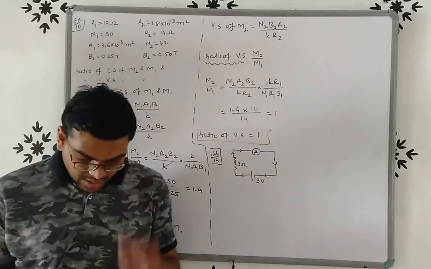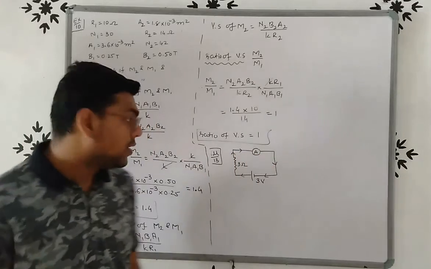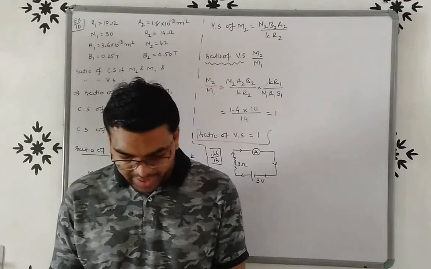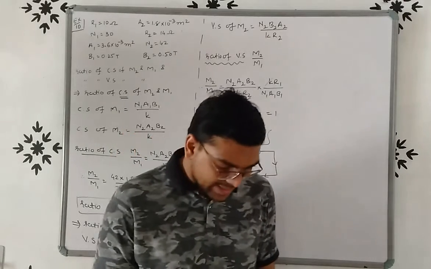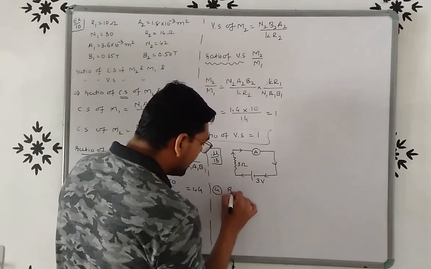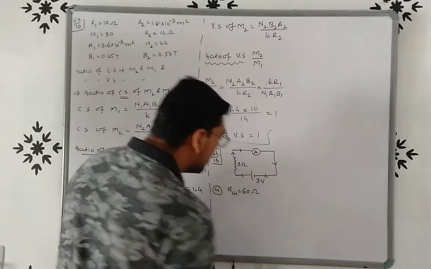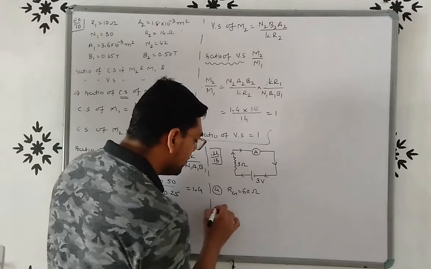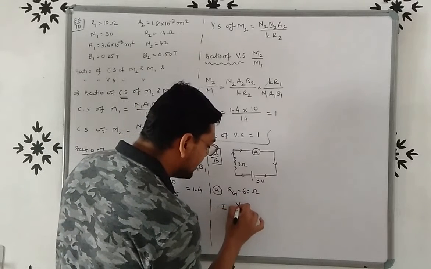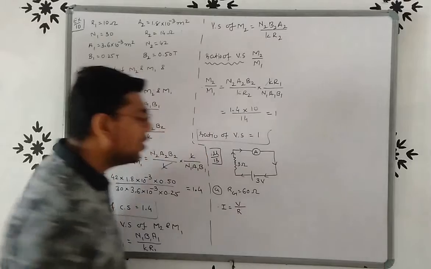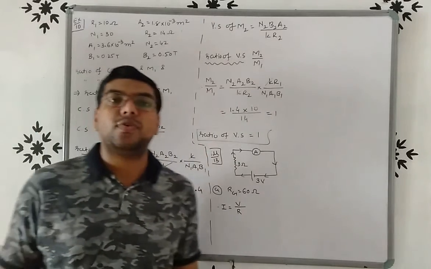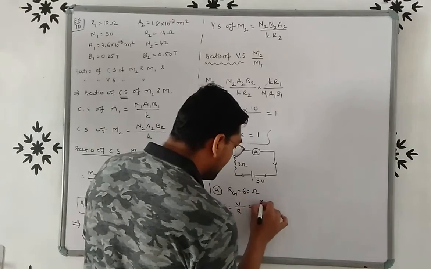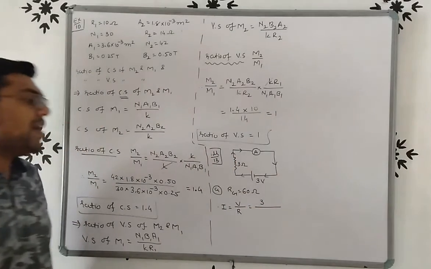Here we have to find the current, but first for case 1, if the galvanometer has a resistance Rg equal to 60 ohm. So we have to find the current if the resistance of this galvanometer is 60 ohm. We already know the formula I is equal to V by R from Ohm's law. So I is V by R. The value of V is 3. Now what is the value of resistance?